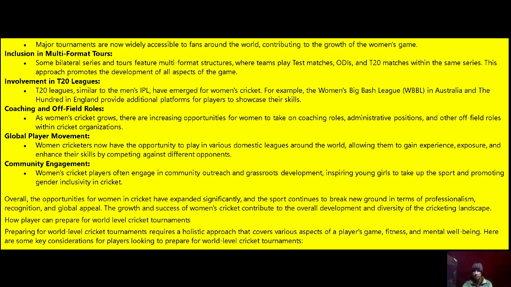So next question is how training should be done to become a top cricket player of the world. So answer is becoming a top cricket player in the world requires a combination of skill development, physical fitness, mental toughness and strategic planning. Here is a comprehensive guide on how training should be approached to reach the pinnacle of the sport. So the first point is master the basics.